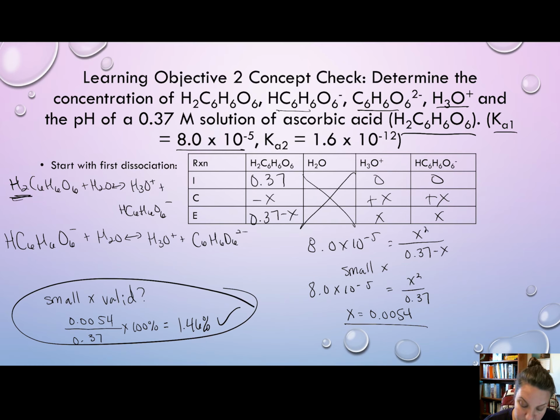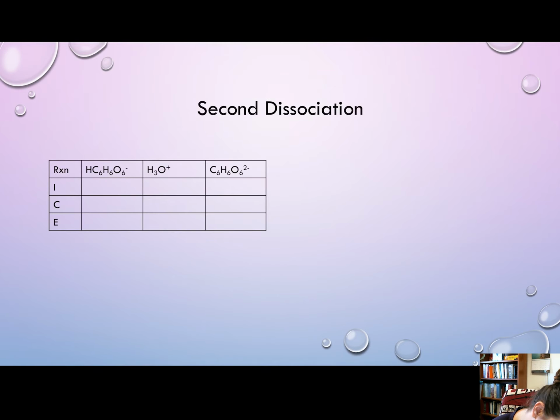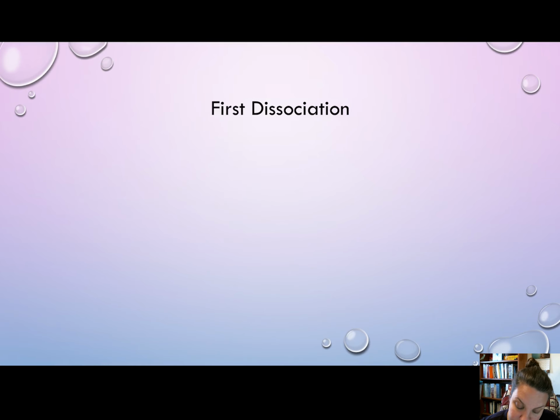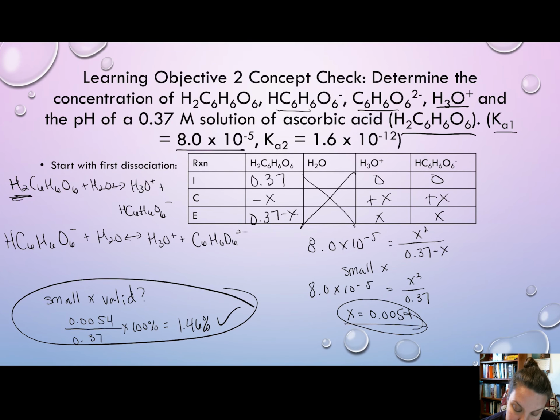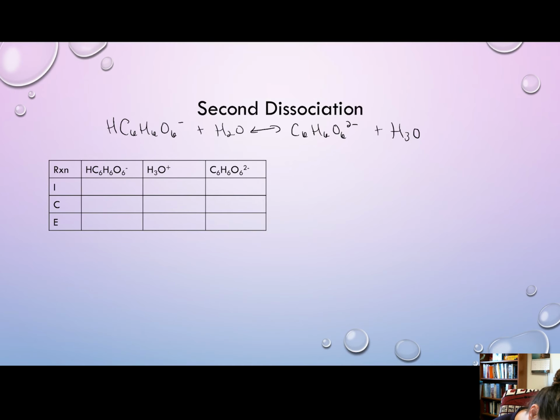Okay, then we can take the values that we have now received and put them into our next table, so our second dissociation. Our second dissociation, we have HC6H6O6 minus plus water dissociates to produce C6H6O6 2 minus plus hydronium. From our last table, we got 0.0054 for our concentrations of hydronium and our ascorbate ion, so that will go in to here.